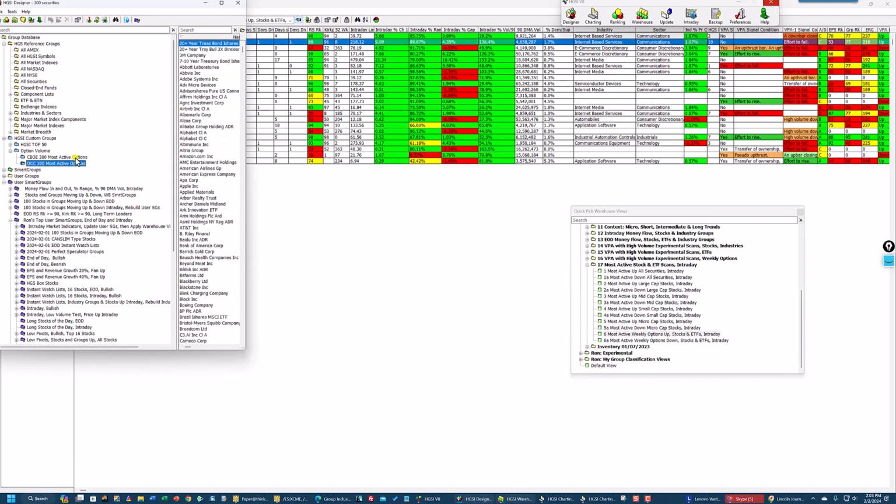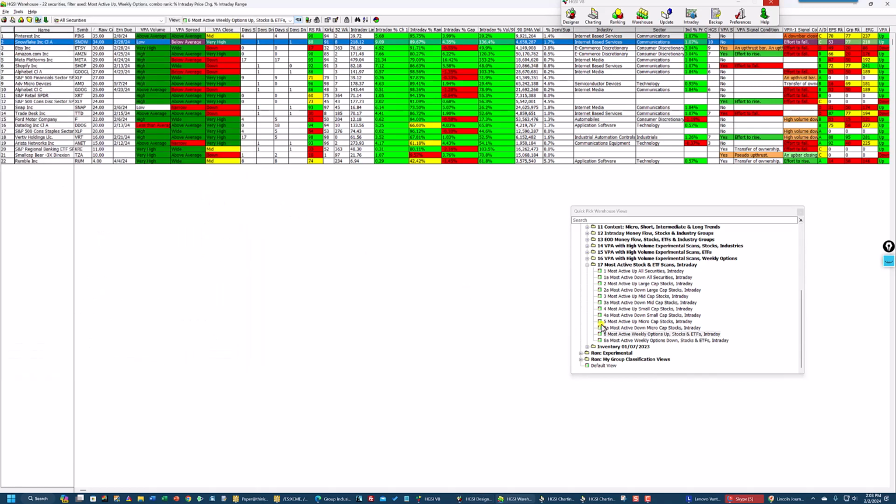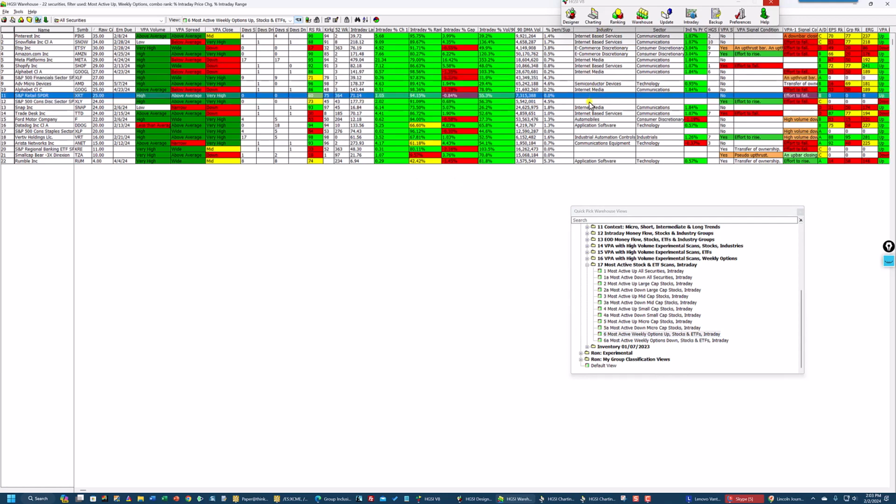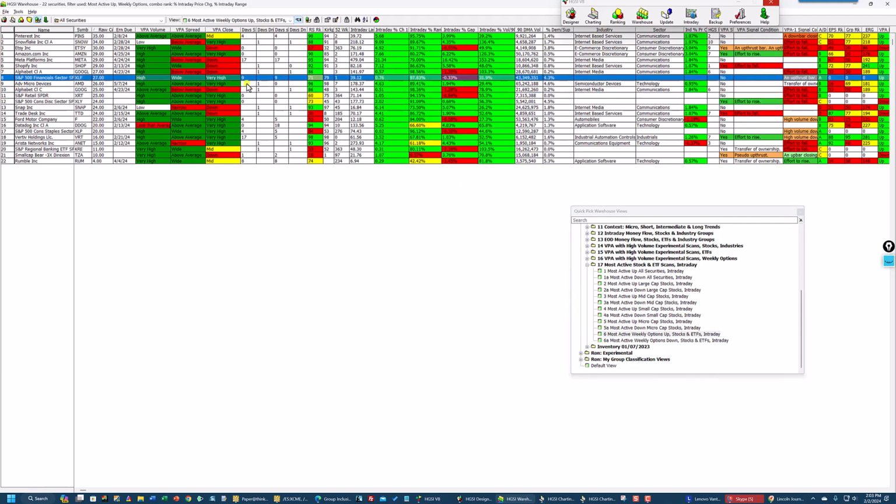There's a lot of overlap, of course, but there are some stocks or ETFs that are exclusive to each of these folders. So I just wanted, for you options players, I wanted to be able to quickly locate the stocks and ETFs that are most active up and down. So if there's nothing in the industry, that means it's an ETF.